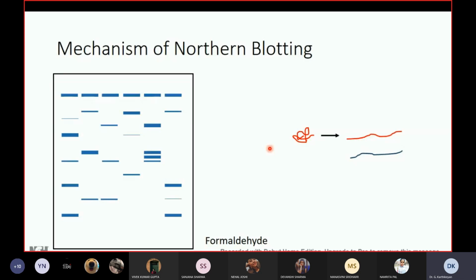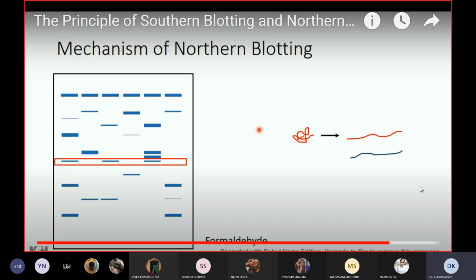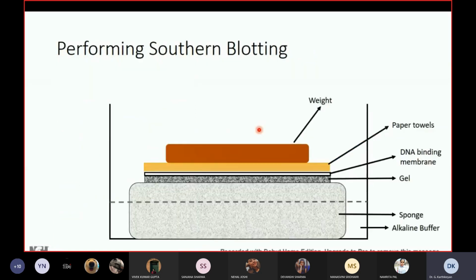Now, similarly to what we saw in Southern blotting, let's say this is the sequence of my interest. We should first transfer the RNA sequences from the gel to a membrane, and the process is the same as what we saw in Southern blotting. So first we use the chamber, an alkaline buffer, a sponge, the gel, a membrane. Here we should use an RNA binding membrane, which is the same, the nitrocellulose membrane, paper towels, and weight.